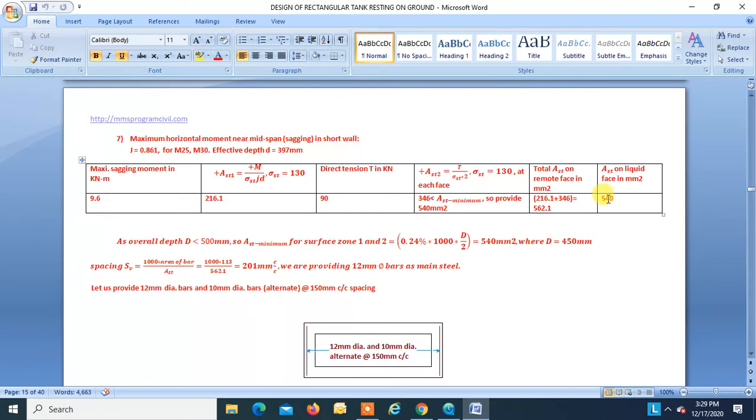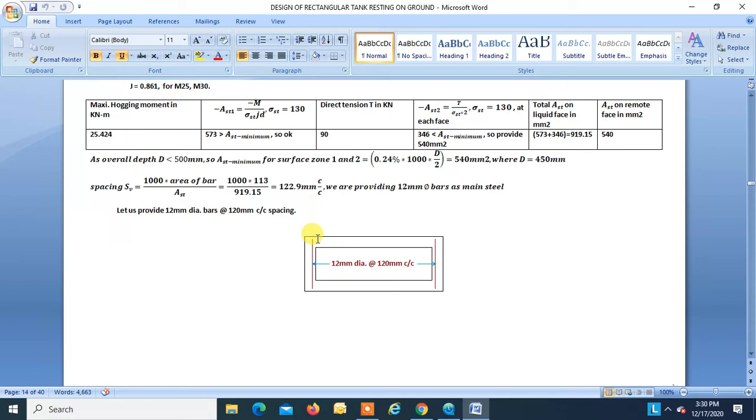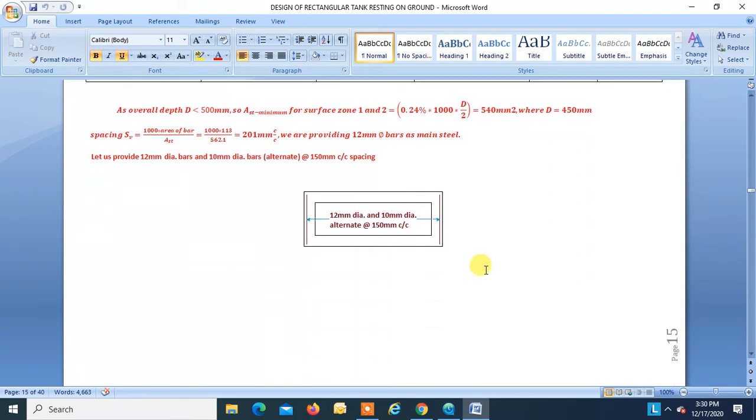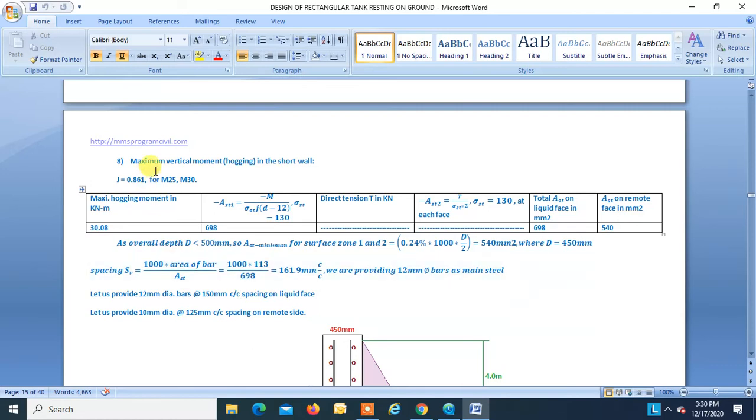This is the steel required at the liquid face at the center, and this is the steel required at the supports, but at the center also we have provided the same steel. So this is provided and this is required, at the center. So we have provided more than required, so it's safe. So let's move to the next step, that is maximum vertical moment in the short wall, that is hogging.